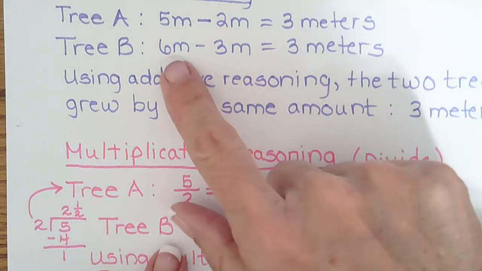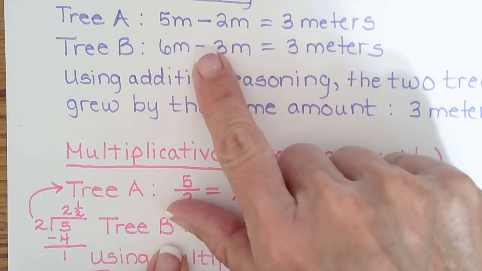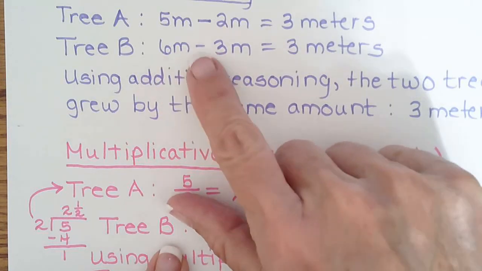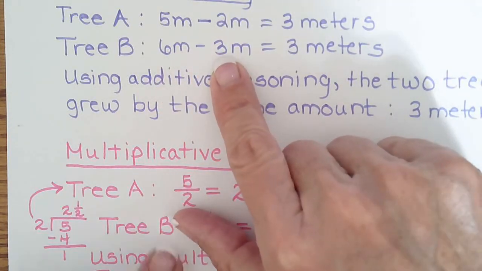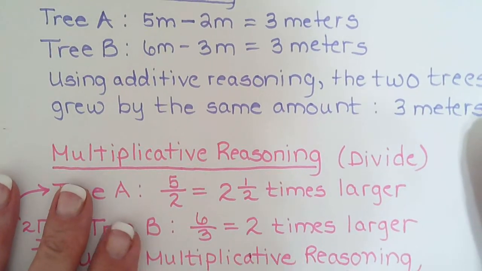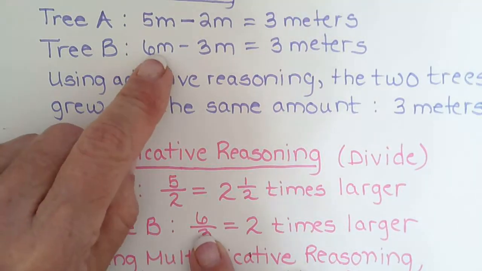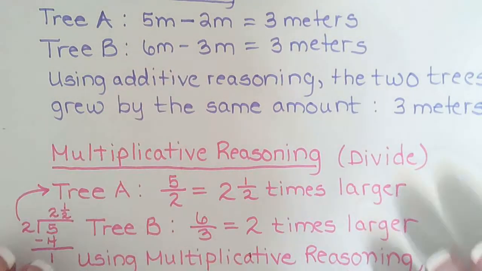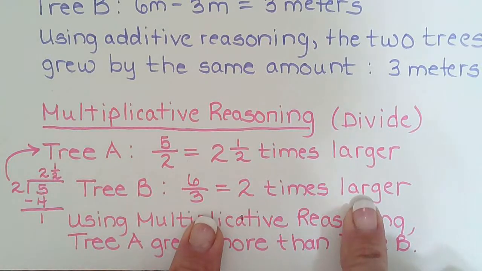Then we do the same thing for tree B. Instead of subtraction, we make this a division: 6 divided by 3. It's very important that you do not switch the order. The order should be the same as in the subtraction. So tree B is 6 divided by 3, which you can see here is 2 times larger.